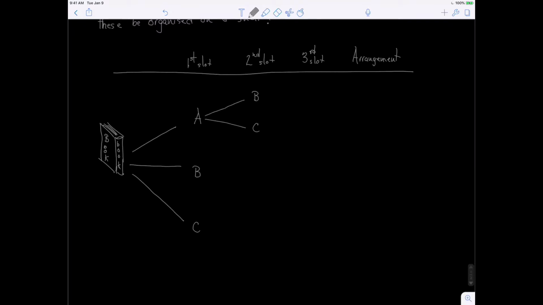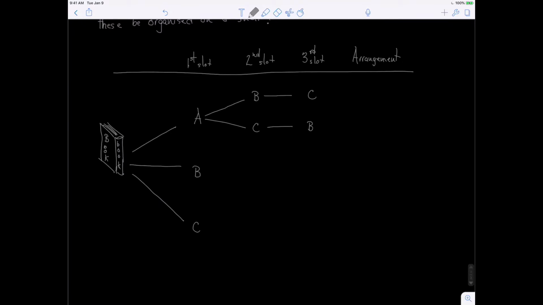Now, let's continue this tree out, and then we'll go back down. So let's say I first put A in, then I put B in. Well, then in my third position, there's only one thing to choose, and that would be C. But suppose I first started with A, then I used book C. Well, now the third slot would have to be B. And now let's come back.